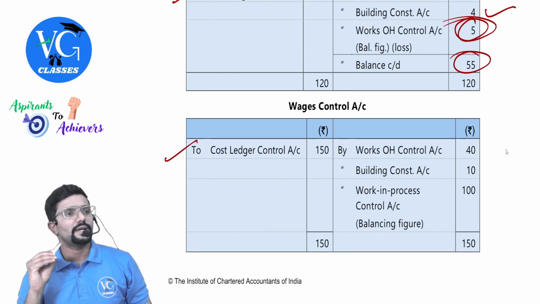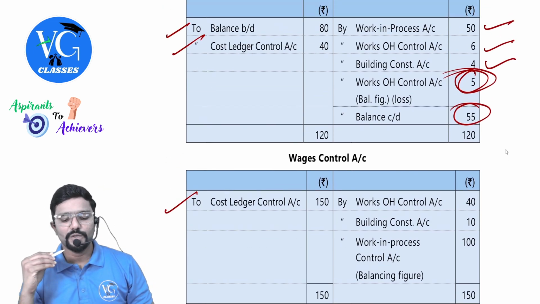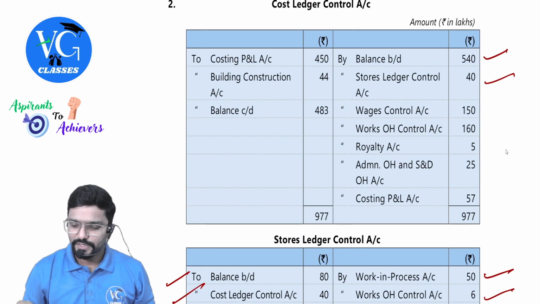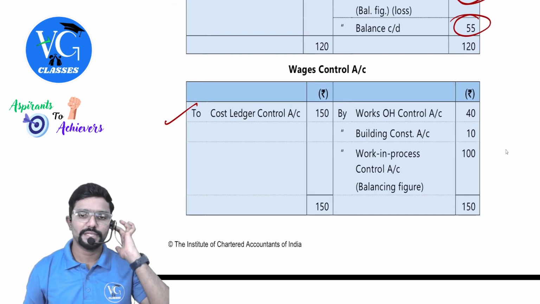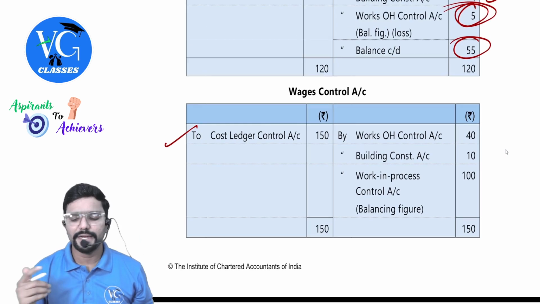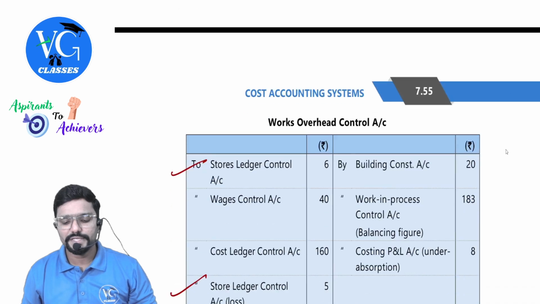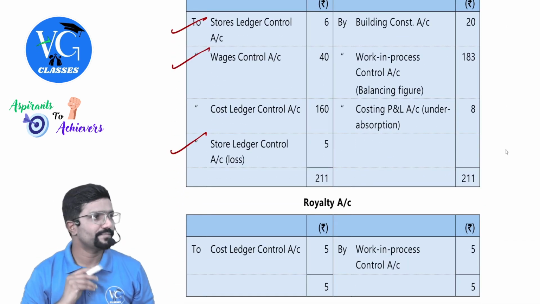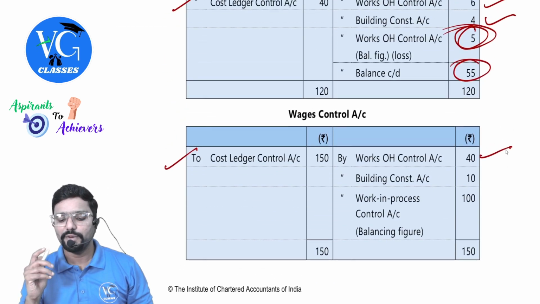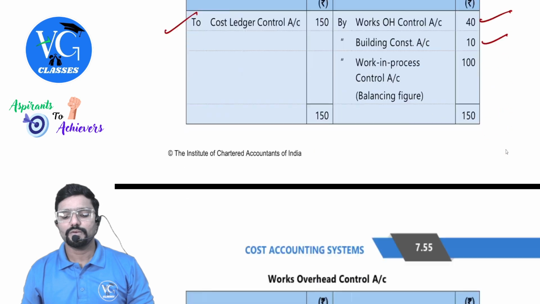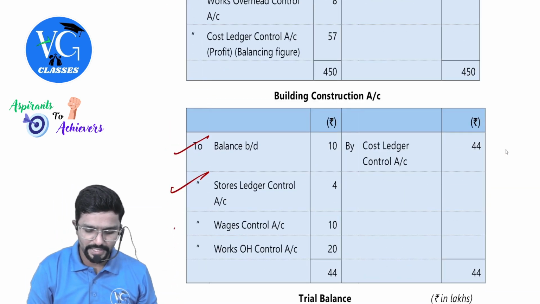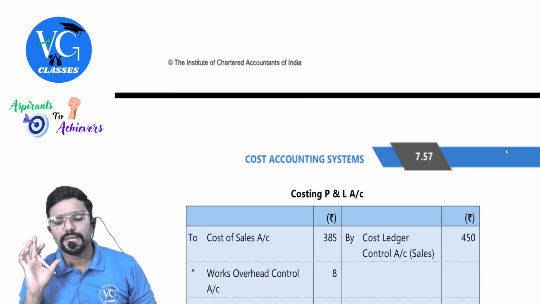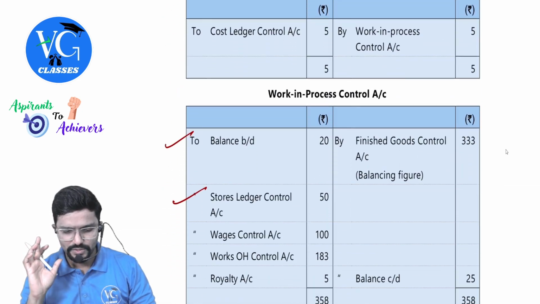So first, the incurred entry: wages control to cost ledger. Posted in both places. Next, issued to indirect wages 40, so go and receive it in work overhead 40. Then we have issued to building, 10, so go and receive it in the building account. Very simple. Keep posting in both the accounts.